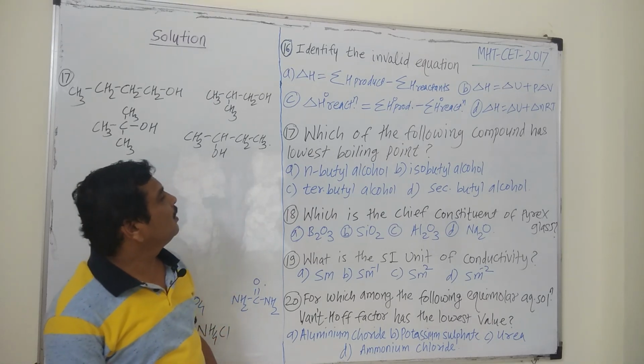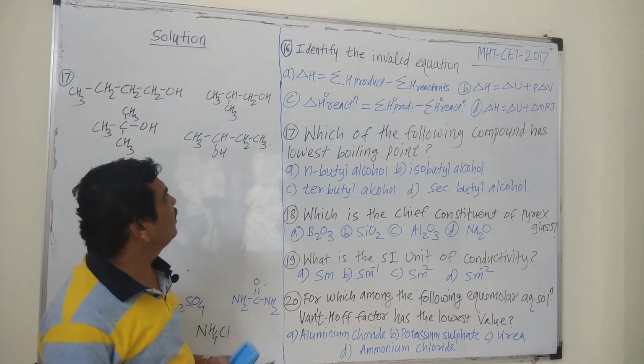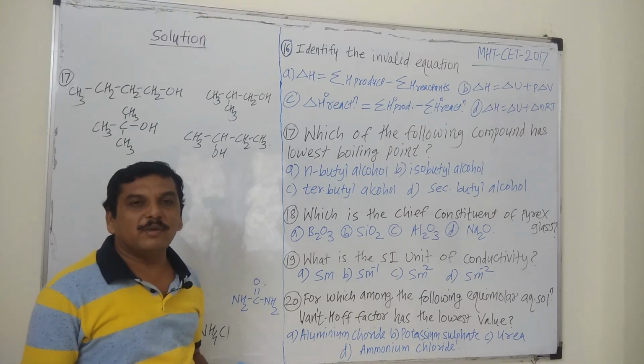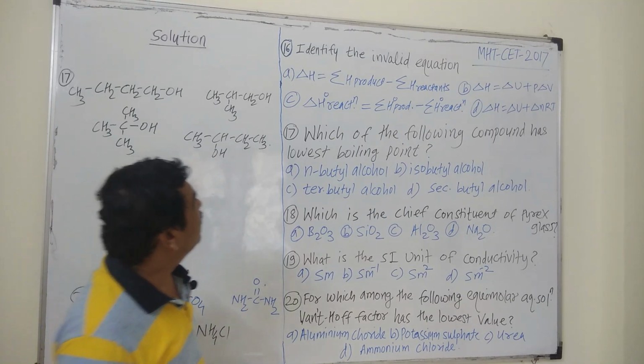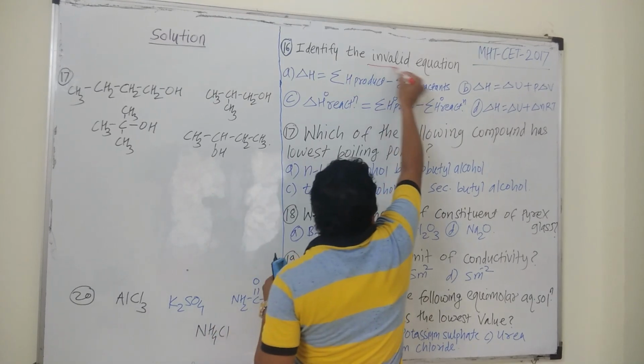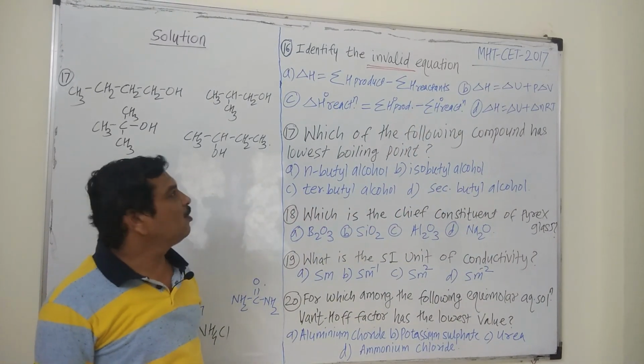Today we will see the next questions of MHT CET 2017. We have already seen 15 questions, and the 16th question is: identify the invalid equation. We have to identify the invalid equation among the four options.